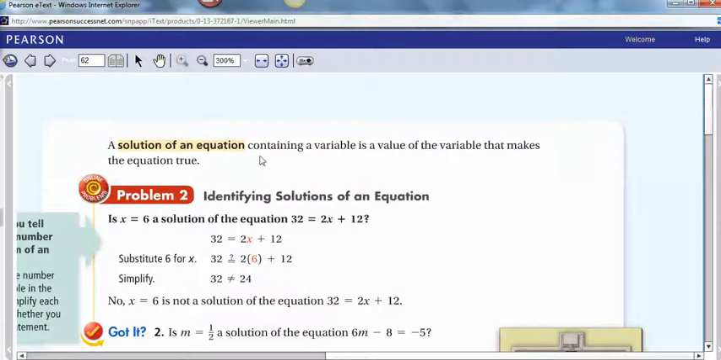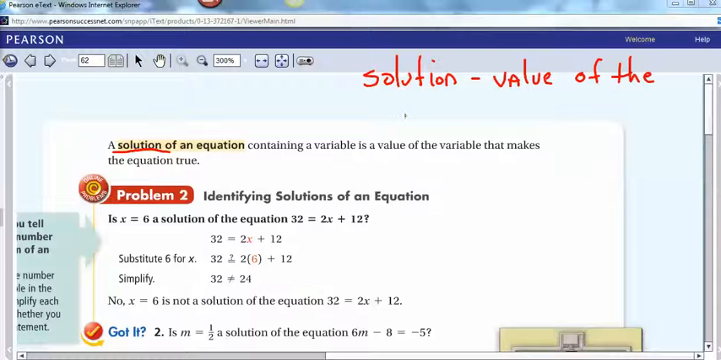Solution of an equation containing a variable. Solution. Probably a good time to write a definition down, maybe in your own words. Solution is the value of the variable that makes the equation true.